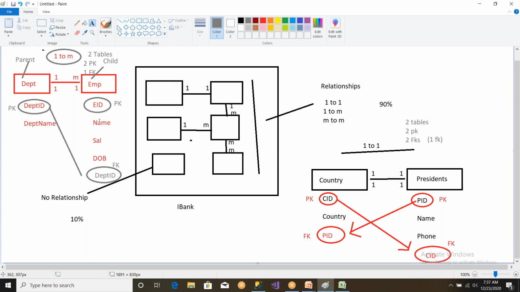Clear? Foreign key allows null values. Foreign key also allows duplicate values. Primary key will not allow duplicate values. Unique key will not allow duplicate values. Very good. Am I clear? So this is what is called one to one and one to many.